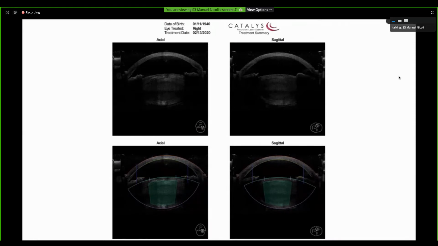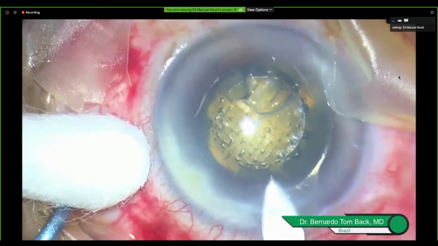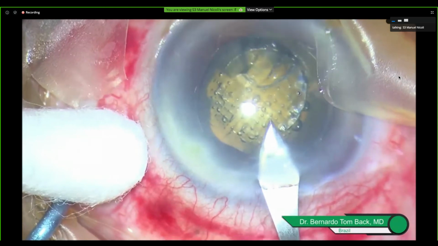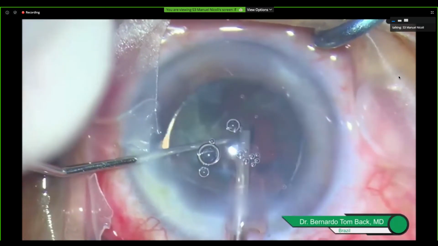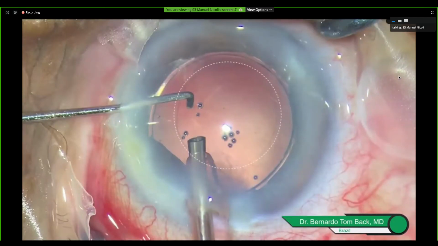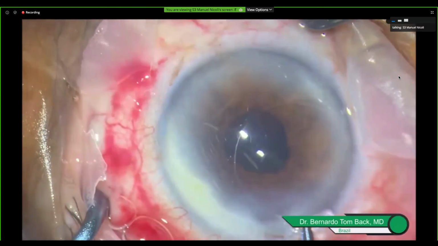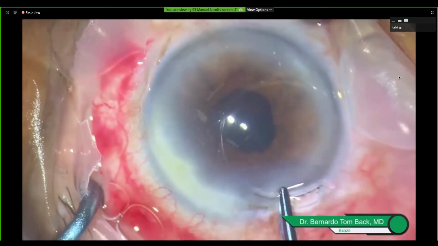You see here perfect, all the ring in position, and the case began as usual, and you can see the perfect capsulorhexis and the end of the surgery.